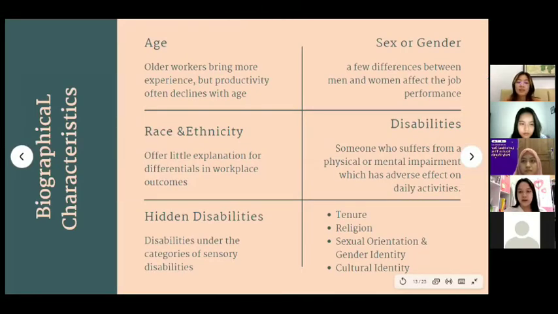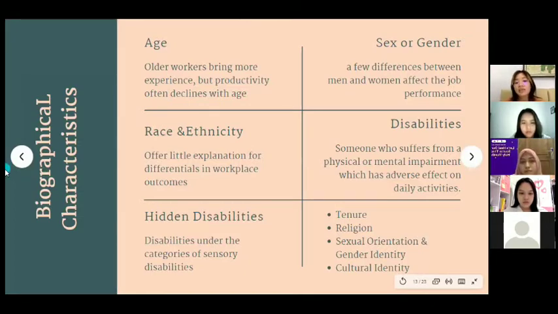Okay, next is biographical characteristics. Biographical characteristics are characters that influence a person in a way or another within an organization or within society. According to Robbins and Judge, there are some biographical characteristics. The first one is age.